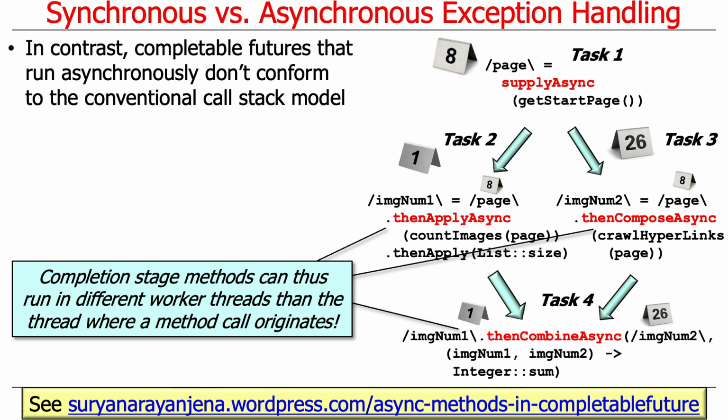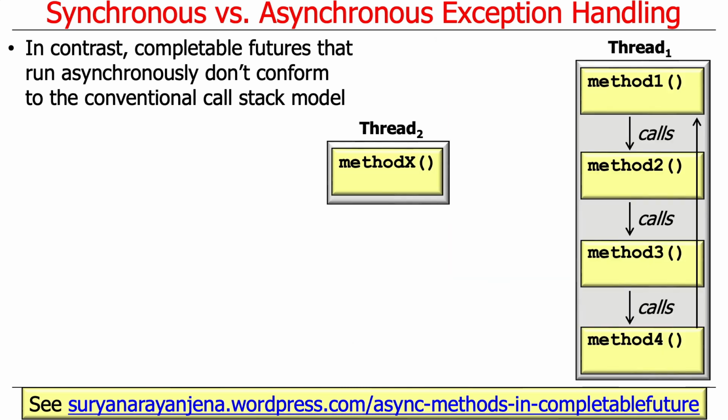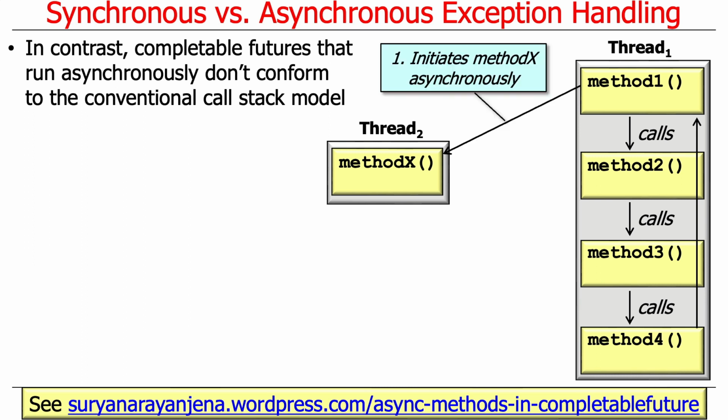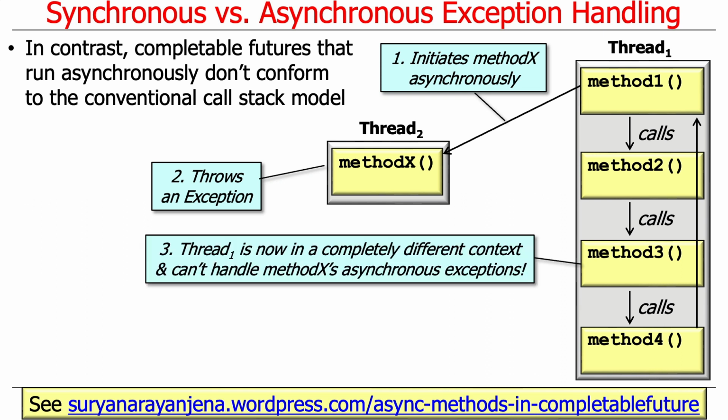And the thread that kicked off all this stuff has long since gone off to do something else. It doesn't know, it doesn't care, it doesn't really have a way to know that these asynchronous things have gone awry. So let's take a look at an example. We're going to have thread 2 and thread 1. And let's say, for sake of argument, that thread 1 calls method X in thread 2. It invokes it. Now it's running asynchronously. This thread throws an exception.